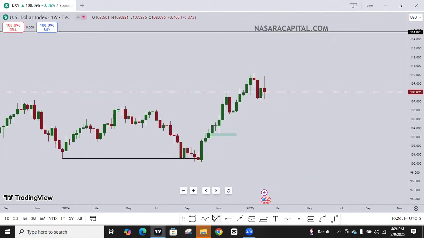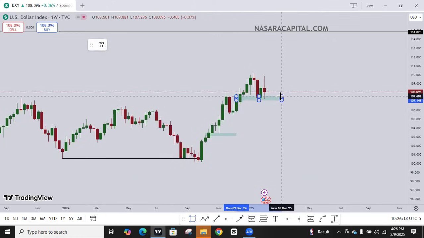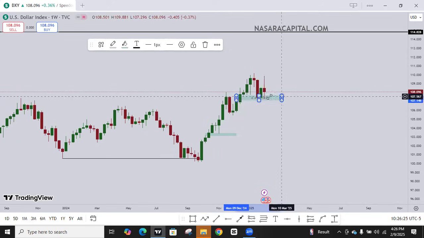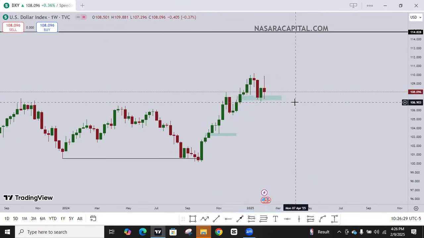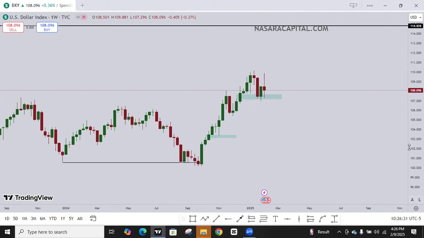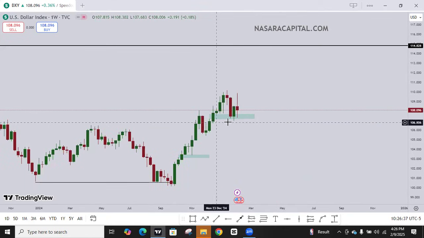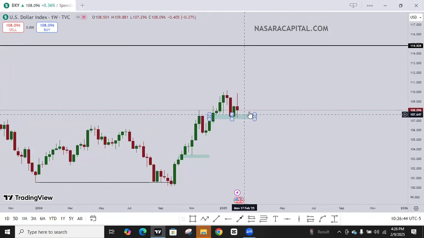So you can see currently we have this fair value gap, and this is not just an ordinary fair value gap. What we have here is an order block. An order block coming in line with a fair value gap signifies an important key level that we can expect a continuation from. So I do not expect the market to trade below this fair value gap, that is to trade below 106.740. I'm expecting this fair value gap to hold.